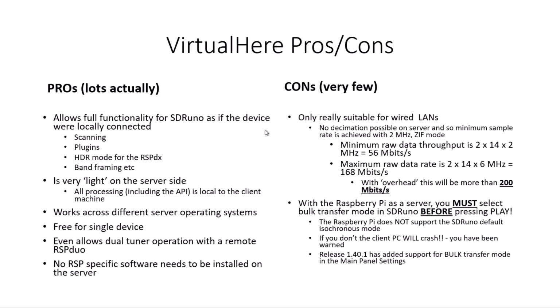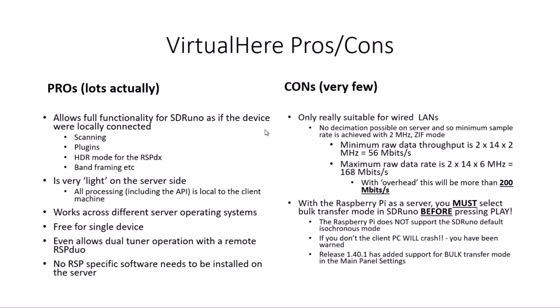So SDRuno now, in version 1.40.1 onwards, can selectively, in the main panel settings, there is an option to change the USB transfer mode from isochronous, which is the default and will remain the default, to bulk mode. And that bulk mode is purely to support access to VirtualHere running on an ARM-based server, which is what we're going to be demonstrating in this video.